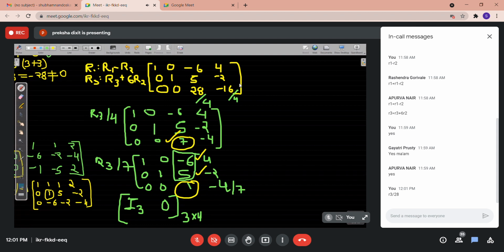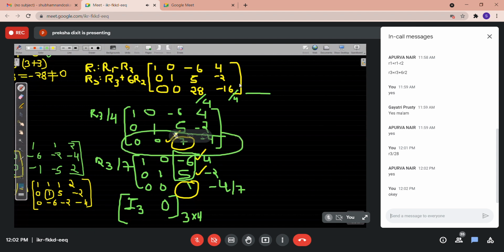Why are we doing so? Yes, Shubham has answered R3 divided by 28. That would be correct as well. But then we will get the complicated element minus 6 by 28, and that is going to make complications for the rest of the calculation. Okay, Shubham. So we can divide row number 3 with the common number 4. See here, if I have divided the entire row number 3 by 4, I have got these smaller numbers, for easier calculation for us.